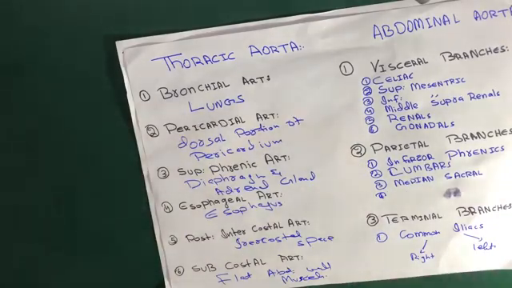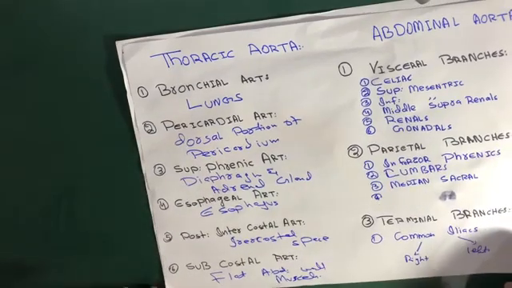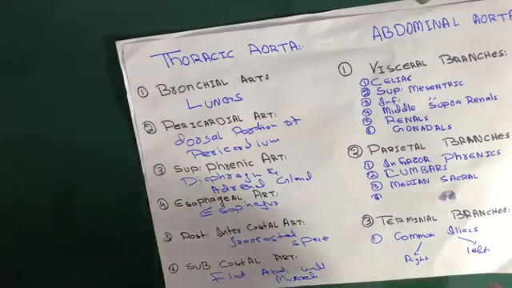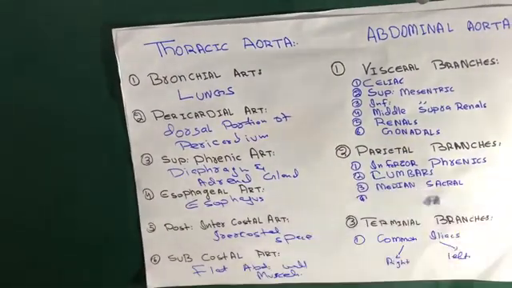The thoracic aorta, or we can say the descending thoracic aorta, has 6 branches. The bronchial artery supplies the lungs. We have the pericardial artery, which supplies the dorsal portion of the pericardium, and the superior phrenic artery, which supplies the diaphragm and adrenal glands. The esophageal artery supplies the esophagus, the posterior intercostal artery supplies the intercostal space, and the subcostal artery supplies the flat abdominal wall muscles. That's all about the thoracic aorta.